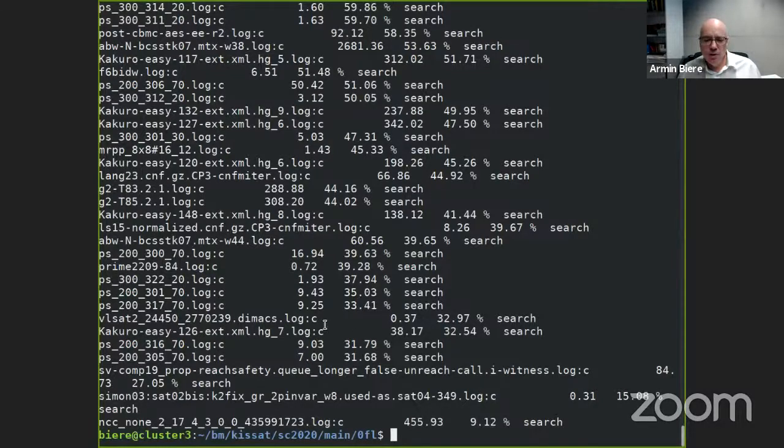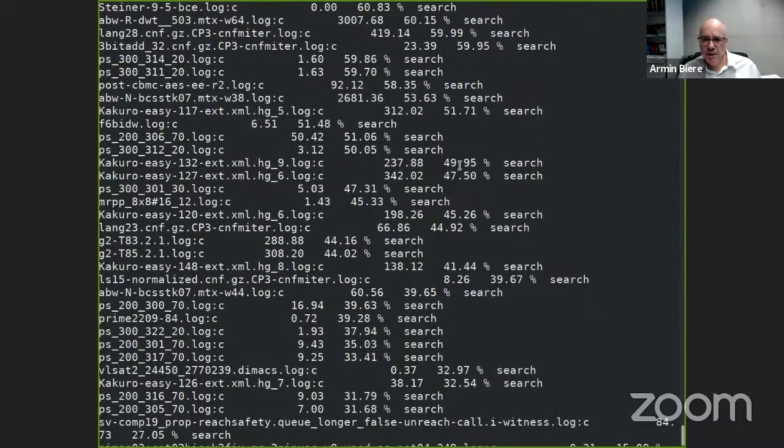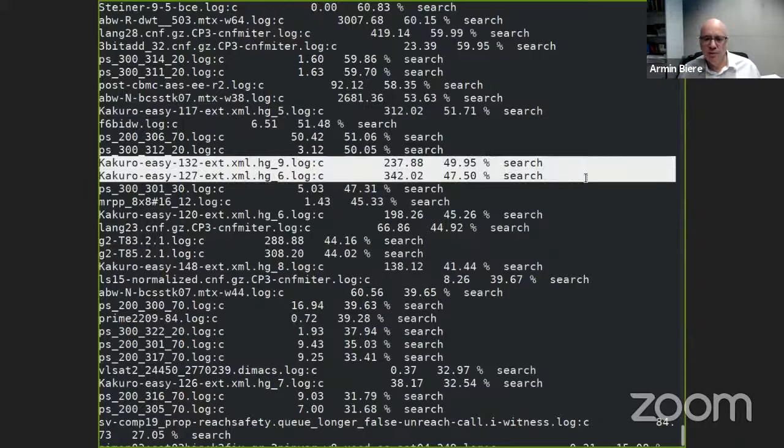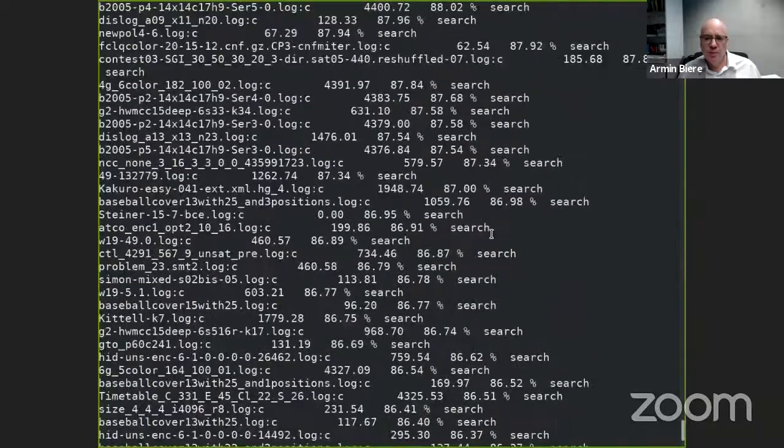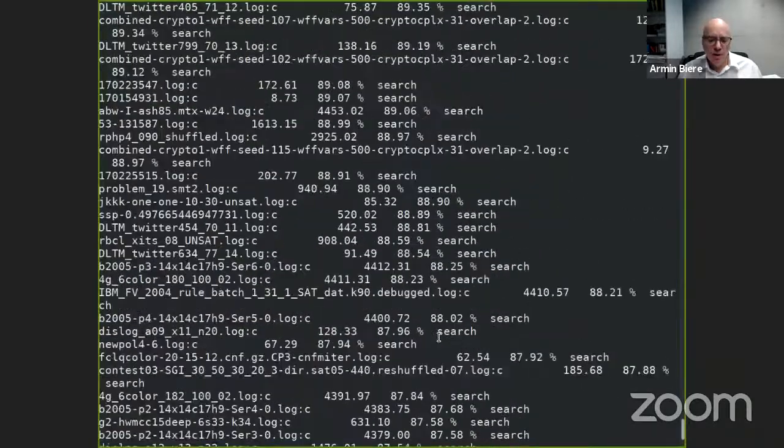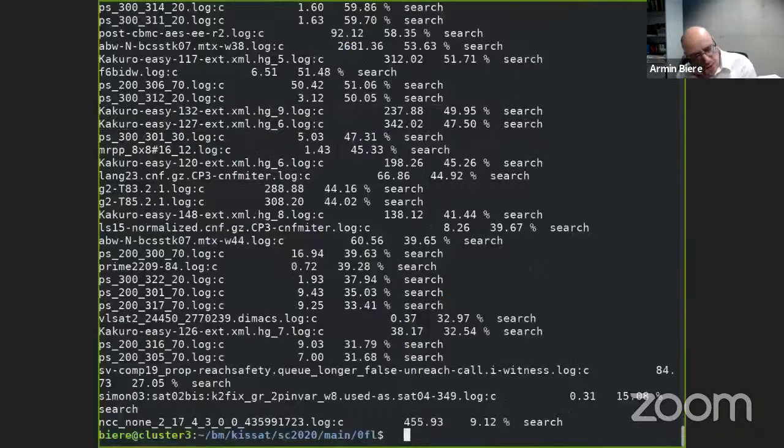But you see, there are not many instances where search is not used, and also the absolute time is not high. So here we're already at 50%. 50% of the time is search, and this is from 400 benchmarks. And these are all with far less time spent in preprocessing. And then if you go to search, you will realize that it's really in the propagation.